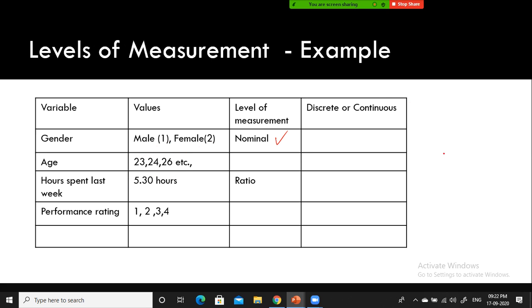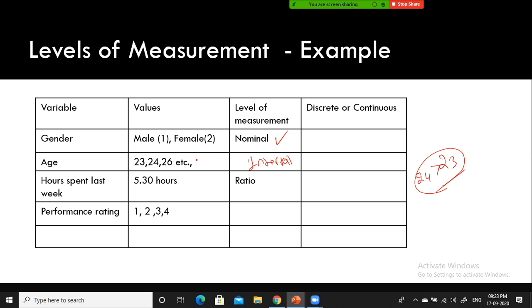Those employees or students or customers aged 24, are they superior to those customers aged 23, or less than 23, right? No, we cannot say, isn't it? There is no superiority, there is no rank here. Since it's a whole number, we can say it is interval. It is a whole number, isn't it?